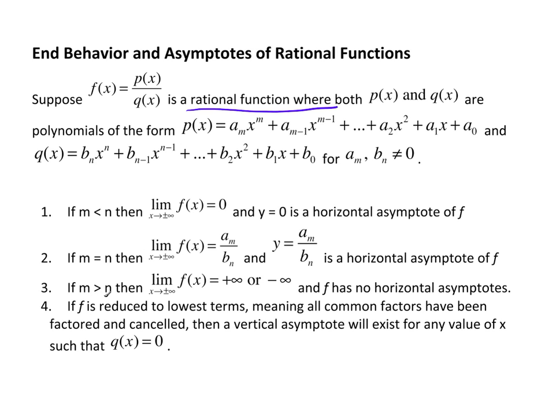Now, if m is greater than n, so the order of the polynomial in the numerator is greater than that of the denominator, then we're going to end up going to plus or minus infinity. It's going to blow up on you. And in fact, f does not have any type of horizontal asymptote.